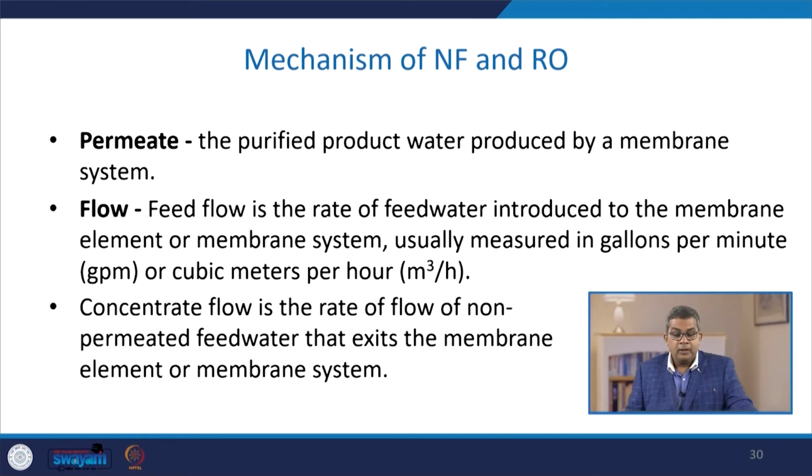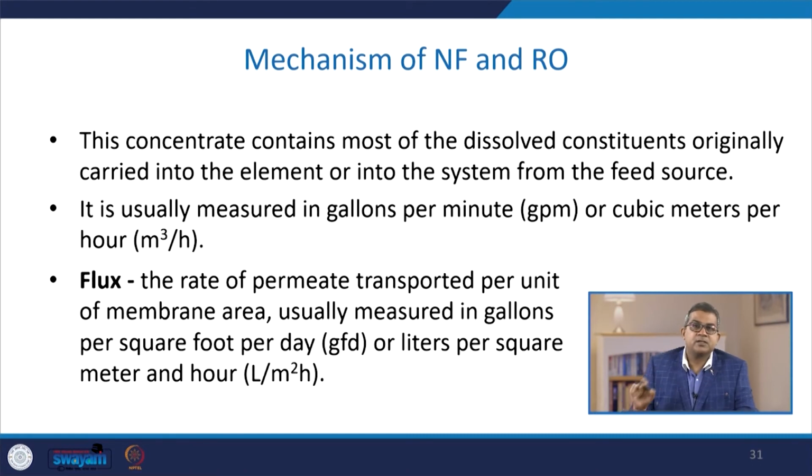Permeate is the purified product water produced by the membrane system. The feed flow is the rate of feed water introduced to the membrane element or membrane system, usually measured in gallons per minute, or any applicable unit, or sometimes cubic meters per hour. The concentrate flow is the rate of flow of non-permeated feed water that exits the membrane element or membrane system.